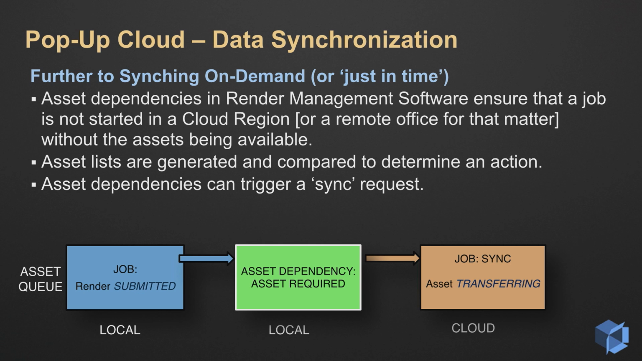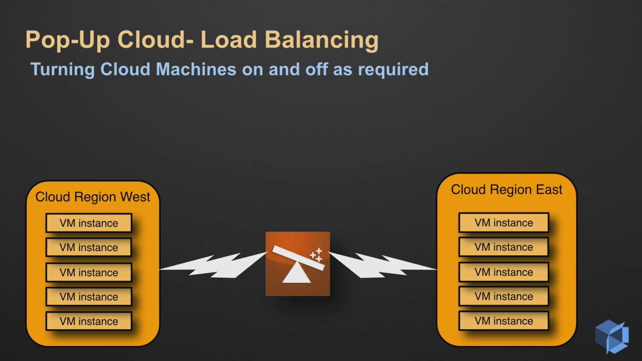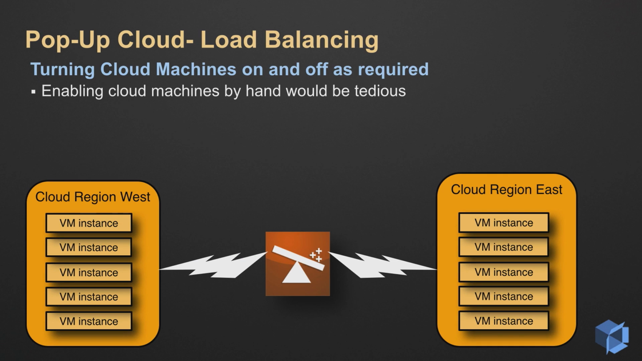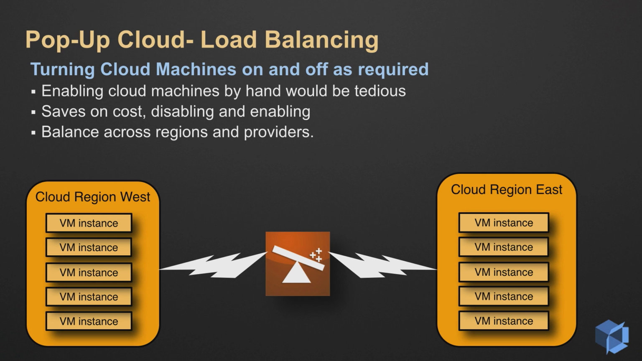And so when I talk about spinning up the instances, what I'm really talking about is load balancing. So contemporary render management systems should, if they're going to support the cloud and this pop-up cloud concept, be able to turn on and off those cloud machines as required. Obviously enabling this by hand would be completely tedious. Having them spin up or down is going to save money. And most importantly, it can balance your jobs across regions and providers.